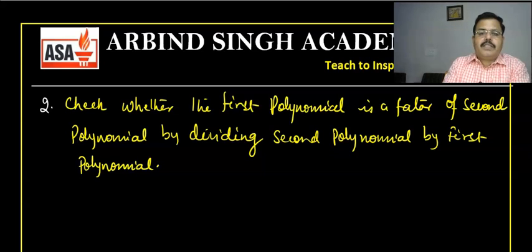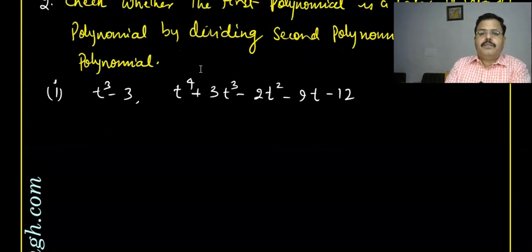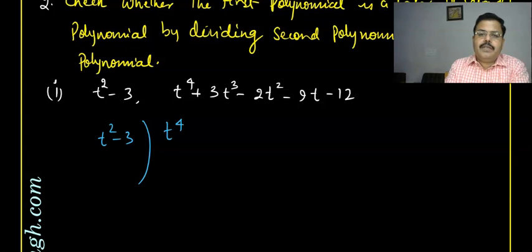So we are going to discuss the first question of this category. The first polynomial is t square minus 3, and the second polynomial is t4 plus 3t cube minus 2t square minus 9t minus 12. So again we have to go with the same procedure and divide them. t square minus 3 and this is t4 plus 3t cube minus 2t square minus 9t minus 12.